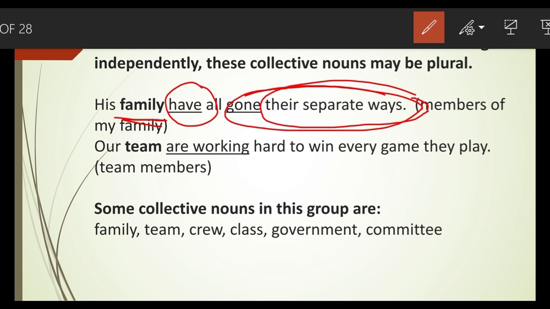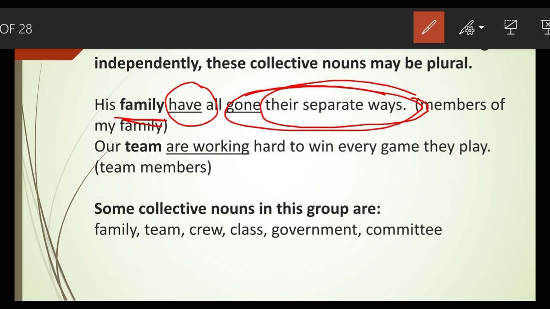So, pwedeng yung tito, tita, dito sa south, ayan. Going north naman, yung other titos and titas or yung lolo and lola. So, there. Gagamit ka ng have or gagamit ka ng plural verb kasi nga it depends on the function if they are functioning independently. The family have all gone their separate ways. Ibig sabihin, marami sila tas nagiwahiwalay na sila.